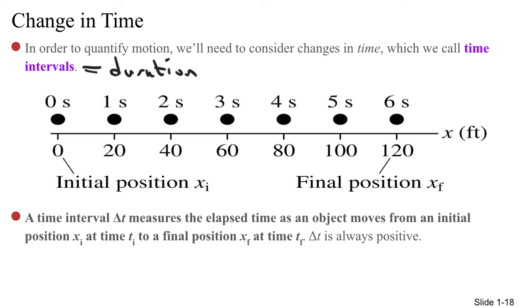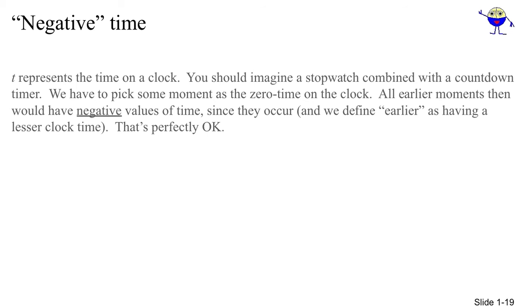And again, the i's and f's are a little risky. They mean the initial and final of this interval. You could have a problem where you have multiple intervals. It doesn't always mean the absolute beginning or absolute end, but just the interval you're talking about. And we can see that delta t is always positive. Let's talk a little bit about why that's the case. Let's talk about negative time.